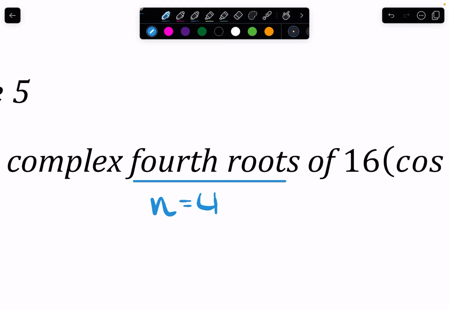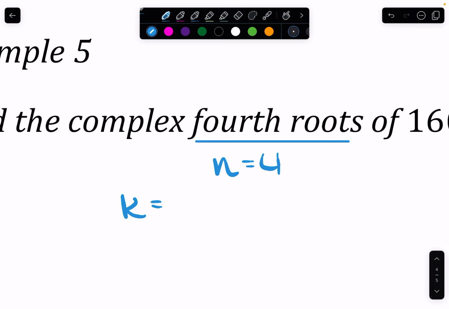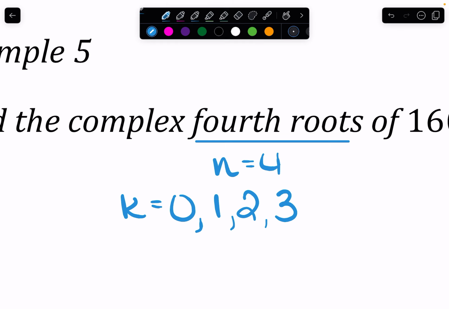As far as rotating through, we're going to plug in different values of k, going from k equals 0, 1, 2, and 3. I'm going to write that out because I don't want to go too far. We stop at 1 below n, so 3. We've got to plug in all of these.